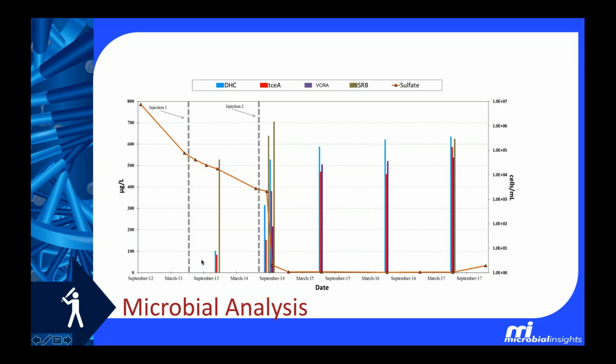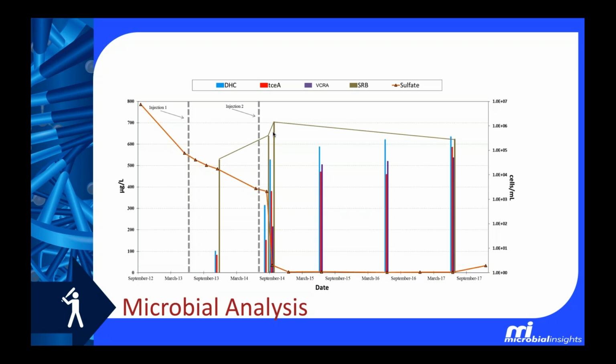So what I'm showing you here in this graph is looking at it over time. The dotted lines are our 2 injection points. We have the sulfate concentrations in this orange line that's coming down here. The bars on our graph, the blue is Dehalococcoides, which is important for chlorinated ethene degradation. The TCE reductase gene is a TCE gene found in Dehalococcoides. And then the purple bar is the vinyl chloride reductase gene, also found in Dehalococcoides. And this goldish brown color is our sulfate-reducing bacteria. So what do we see over time if we look at this?